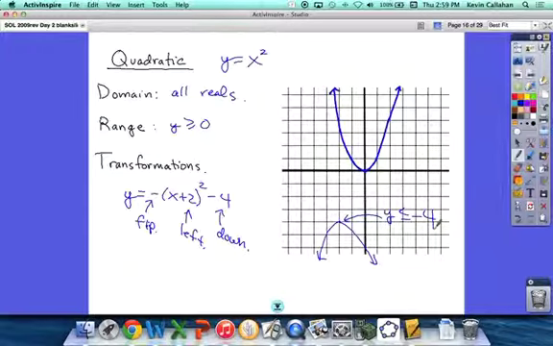Now, there were two standard forms for a quadratic function. Y equals ax squared plus bx plus c. And the other one was y equals a times x minus h squared plus k. What did the h and the k represent?